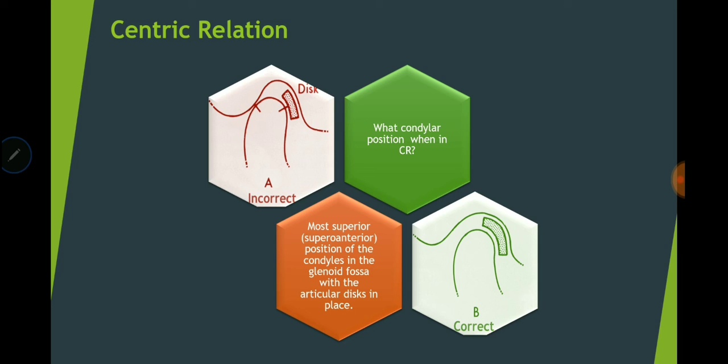Some of these things are very self-explanatory. You just have to read them over and over and understand them. So centric relation, remember again, the position of the condyle in centric relation is superior anterior in the slope of the articular eminence.